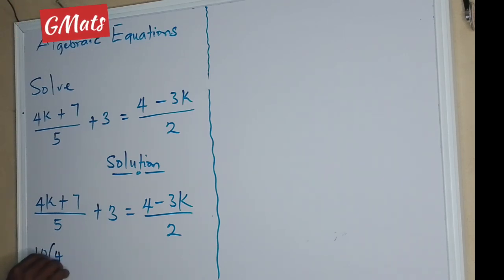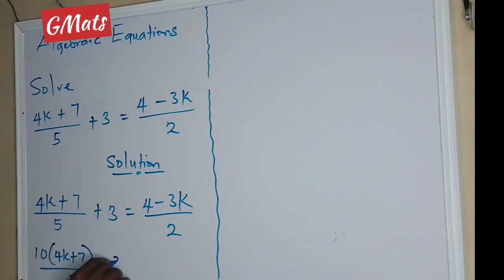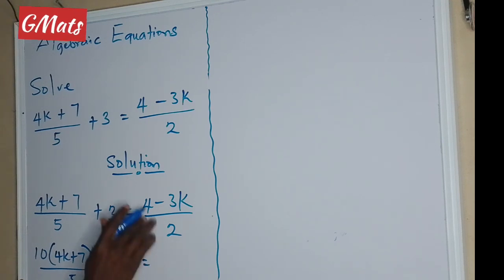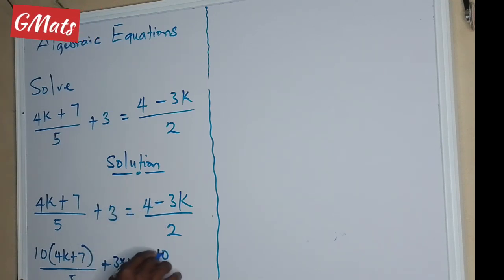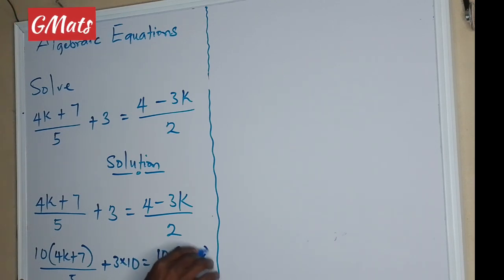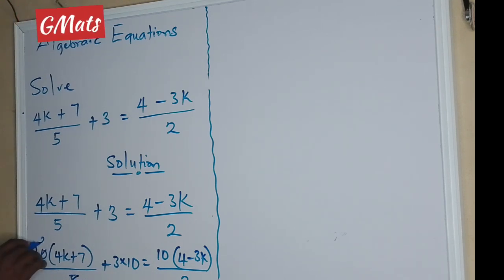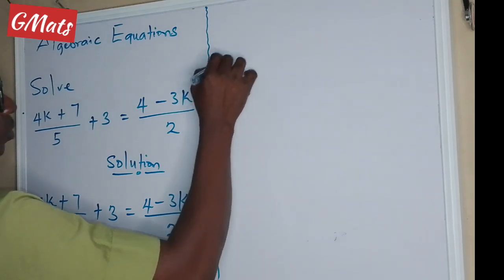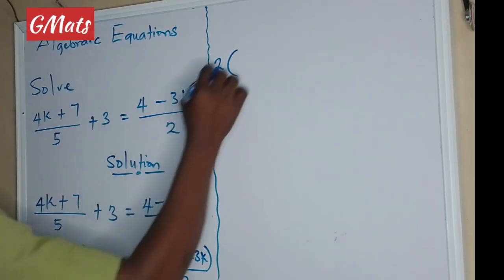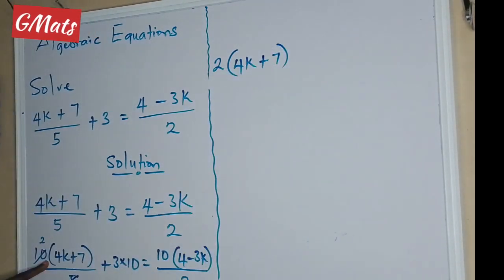That's 10 times (4k + 7)/5, plus 3 times 10, equals, so you multiply this by 10 as well, 10 times (4 - 3k)/2. Okay, now 5 goes here 1, 5 goes here 2. So we have 2 times (4k + 7), right?